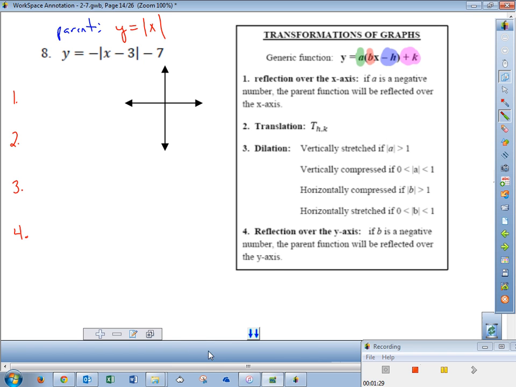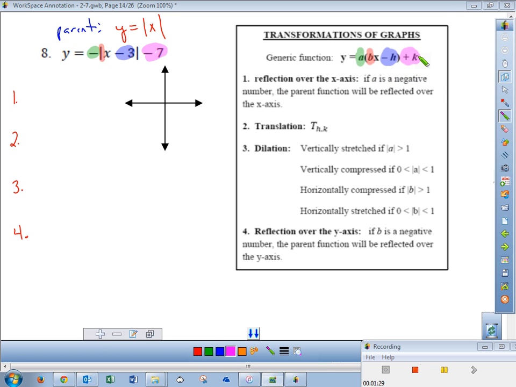First thing to look at. Again, I'll bring my highlighters into play. Red, green, red, blue, and pink. Step 1, reader. What are we looking for? You have to do this on your own. You have 4 steps. What's the first thing we look for? It can't get any easier when I literally type it out, right? You're looking for a reflection over the x-axis. How do you tell? You look at the a value.